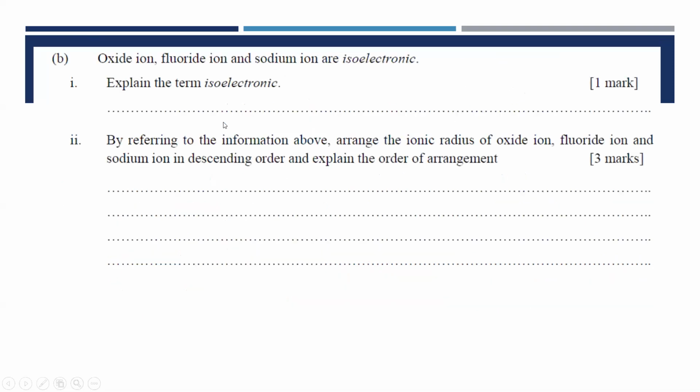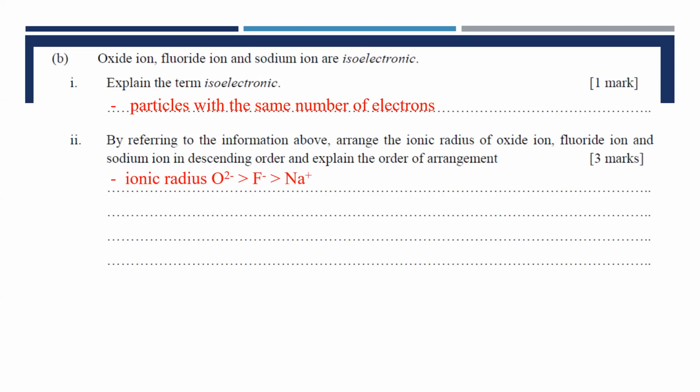Then we go to 4B. Oxide ion, fluoride ion, and sodium ion are isoelectronic. Explain the term isoelectronic. So what is the term? Particles with the same number of electrons. So that is for B1. And then B2, by referring to the information above, arrange the ionic radius of oxide ion, fluoride ion, and sodium ion in descending order and explain the order of the arrangement. So in descending order, you start from O2 minus, F minus, then Na plus. So the charge must be together.